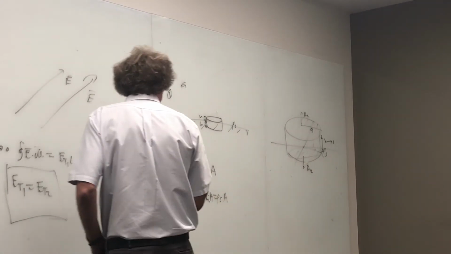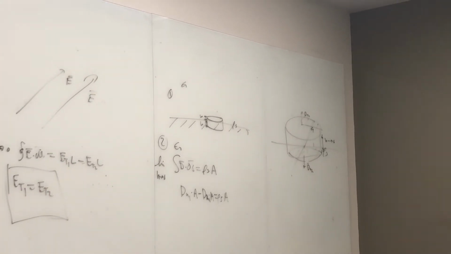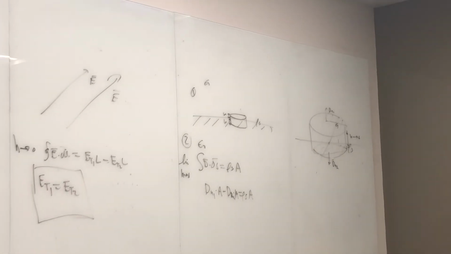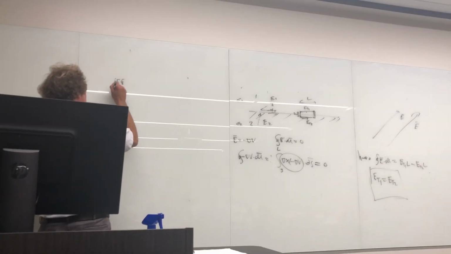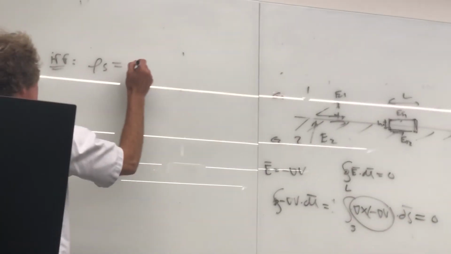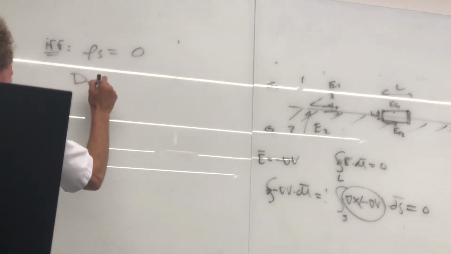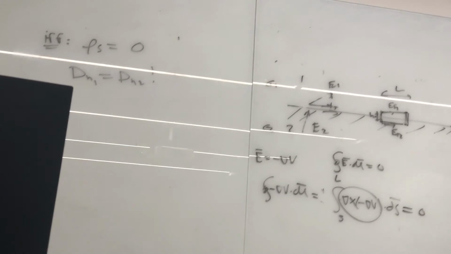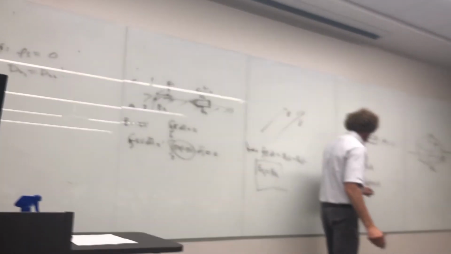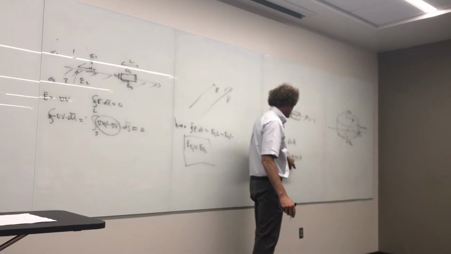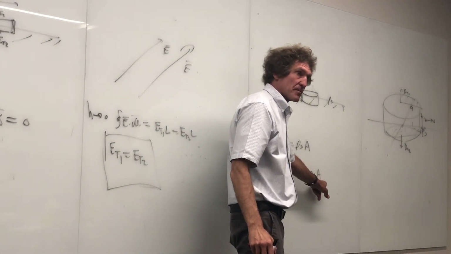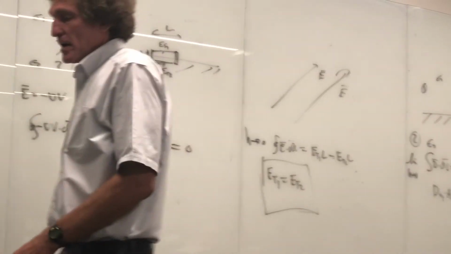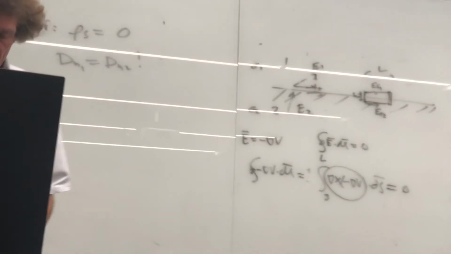And really, I want you to write this down, because there are two things that are important. Write this down. If, and only if, rho s, the surface charge density, is 0, then D normal 1 is equal to D normal 2. That has to be the case, because if rho s is 0, then D normal 1 has to be D normal 2 in order for this to be 0. So the D field, if rho s is 0, D normal 1 is equal to D normal 2.